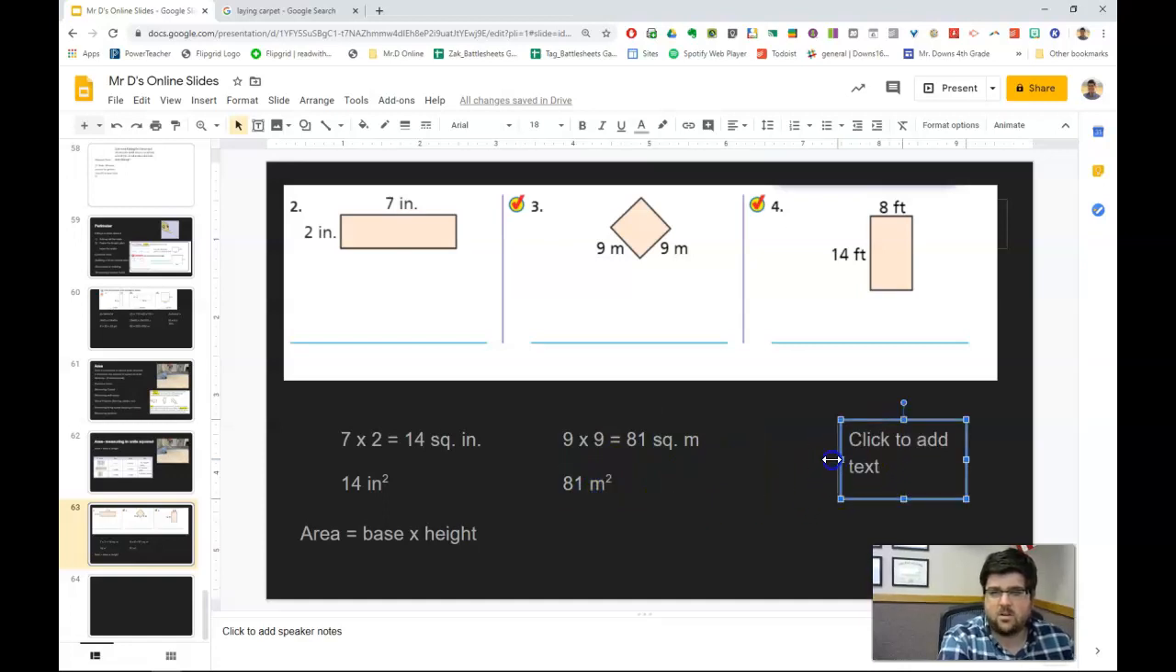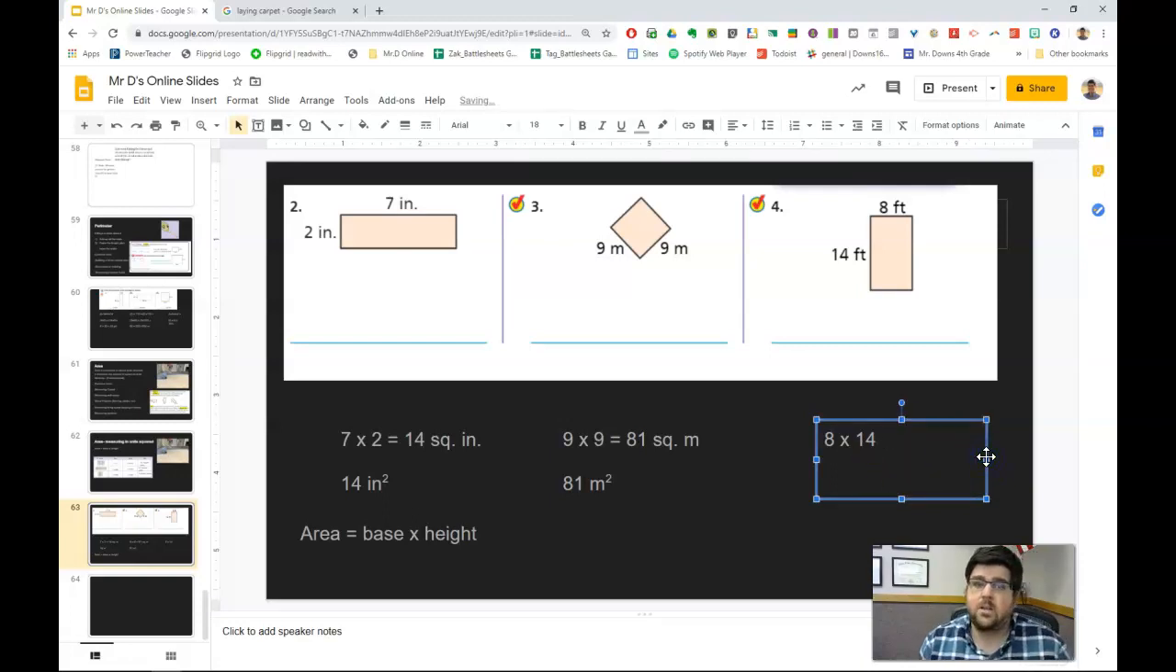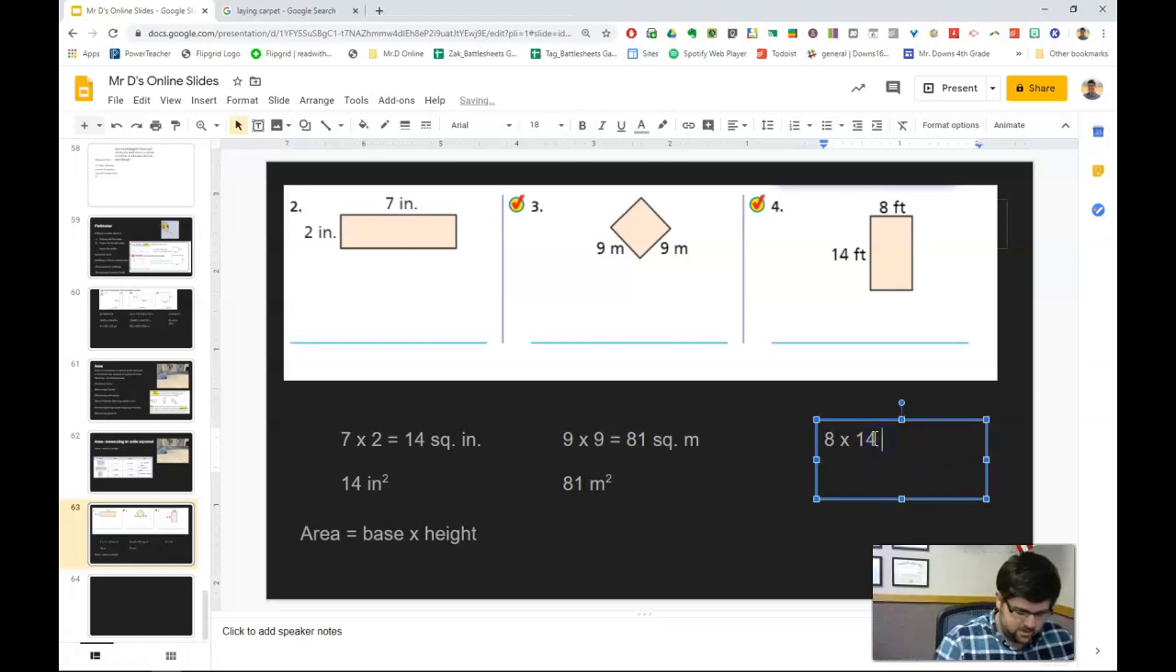And this last one, my base here is 8 times 14. And I could do 8 times 14 is, what's that, 112? I know that 8 times 12 is 96. So then another 8 would be 104, and then another 8 would be 112. So that one would be 8 times 14 equals 112 square feet. Or again, you could also do 112 feet squared.